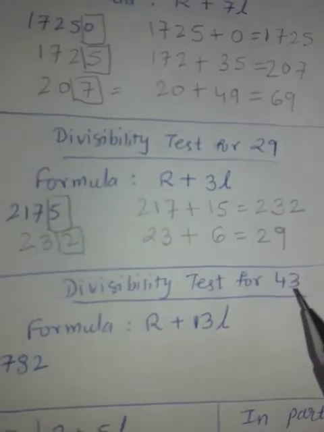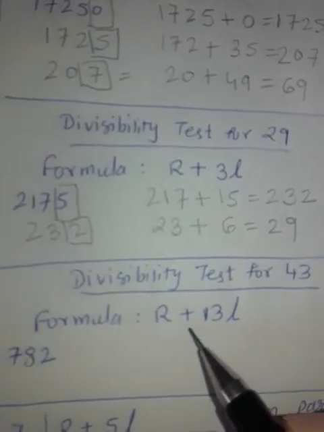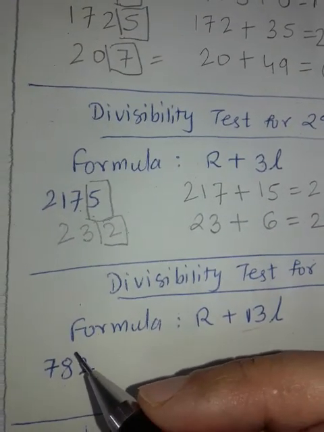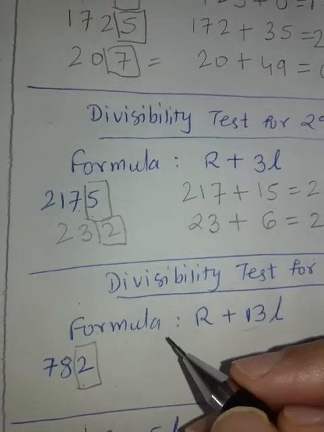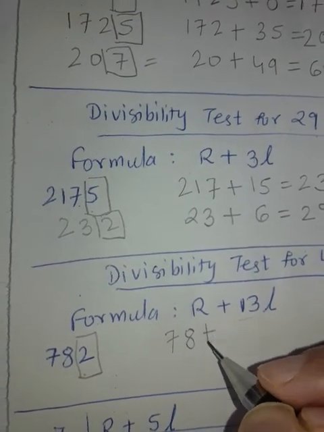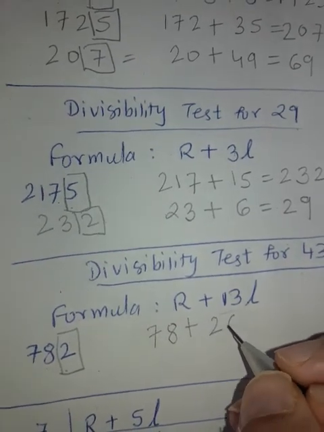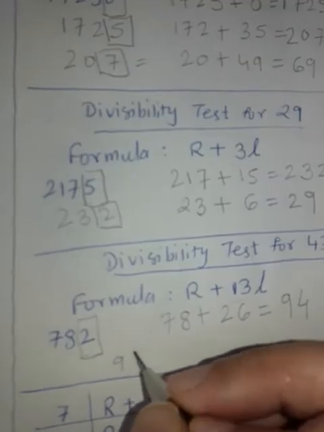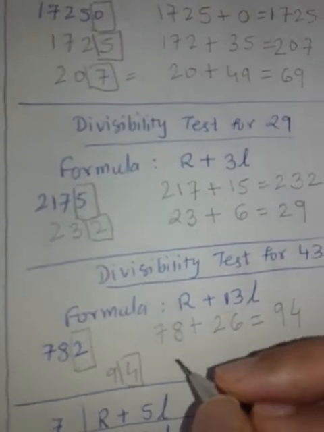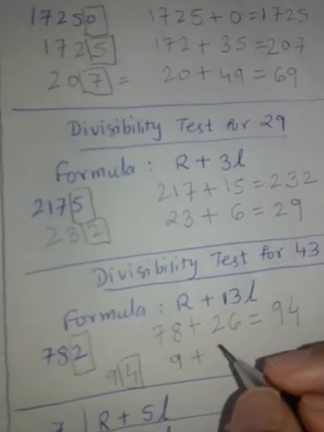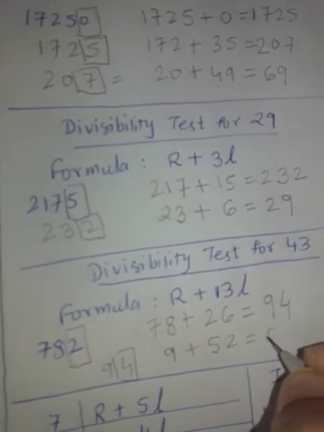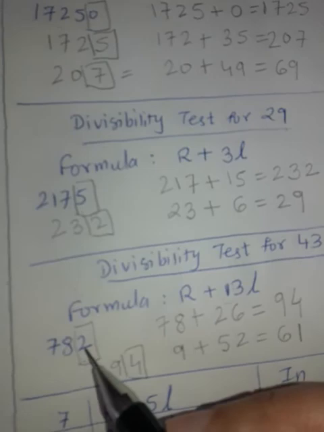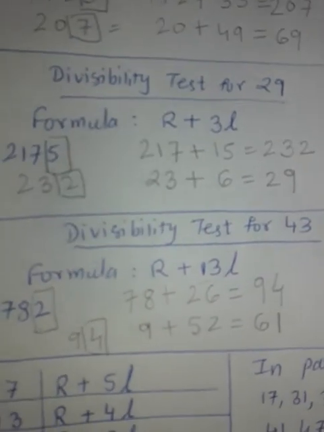Now divisibility test for 43. Now here it is R plus 13L. So see, again table of 13 is important. Number is 782. You can try it for big numbers also. Remaining number is 78. 13 2s are 26. 94. If I copy 94 here. Remaining number is 9. 13 4s are 52, sum is 61. 61 is not divisible by 43, so number 782 is not divisible by 43.